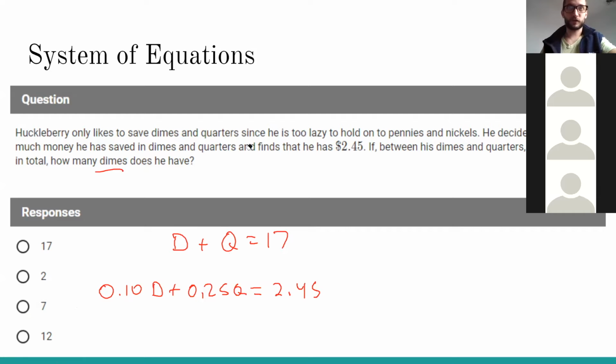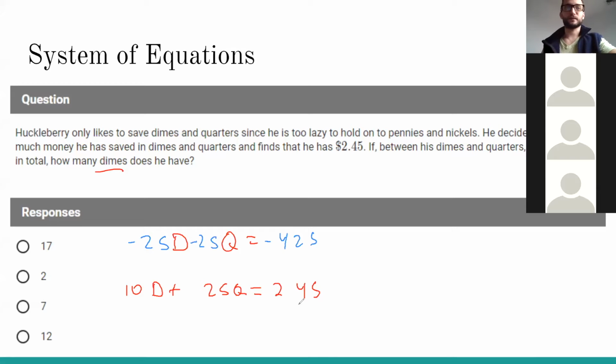Well, first things first, if we have decimals like 0.10D, 0.25Q, 2.45, I can multiply everything by 100 and get rid of the decimals. So that leaves me with 10D plus 25Q equals 245. And then we have D plus Q equals 17. So now all I need to do here is get rid of the Q. So I'm going to multiply everything by negative 25. So it's going to be minus 25Q. And then 17 times negative 25 should give me negative 425.